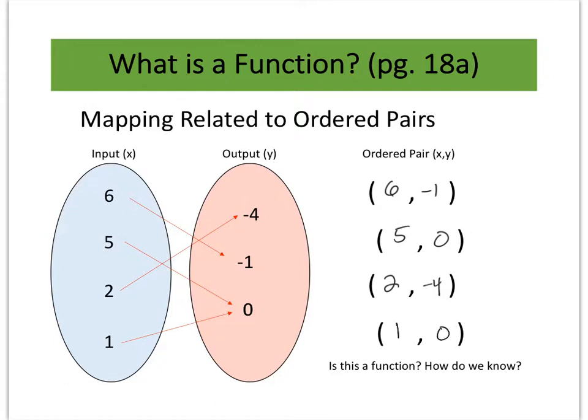Now, I want to know, is this a function, and how do we know? Well, yes, this is a function, because every input has its own output. And I can predict that 5 is going to go to 0, and even though 1 also goes to 0, my button number 5 goes to product 0, my button number 1 goes to product 0 as well. This is a function, it's predictable.